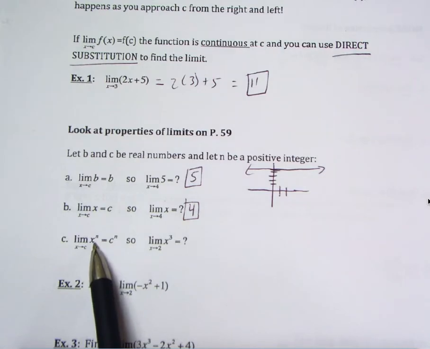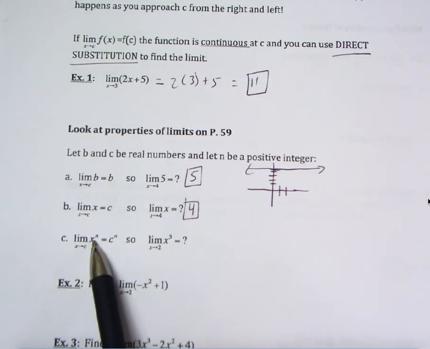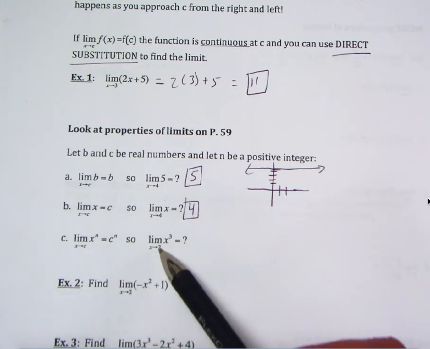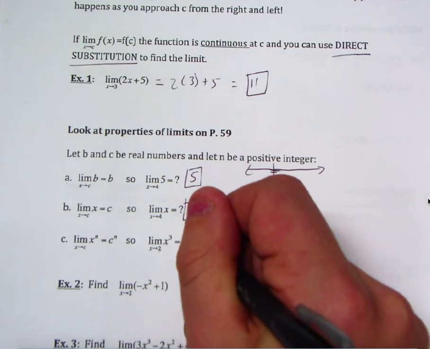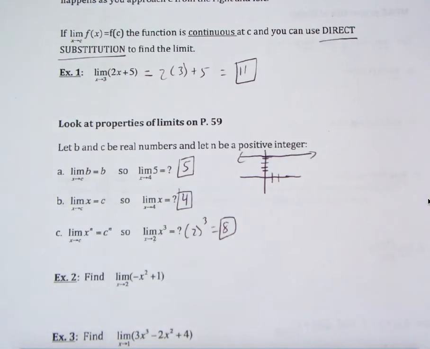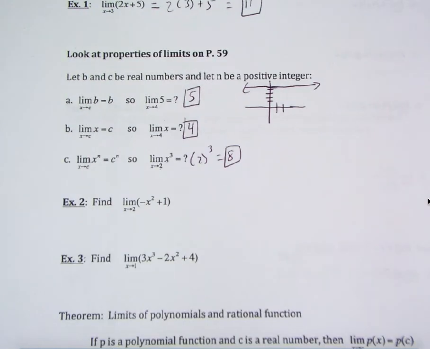This next one is still just direct substitution, plugging c in for x. So right here, the limit of x cubed as x approaches 2. Direct substitution, plug 2 in, 2 cubed is 8. So direct substitution works. Why don't you go ahead and maybe pause it and try examples 2 and 3 here.